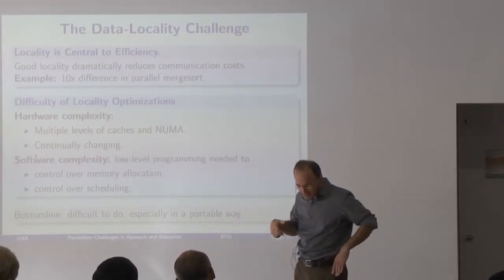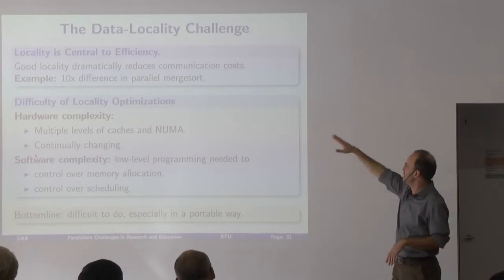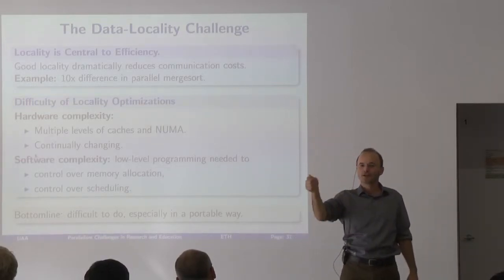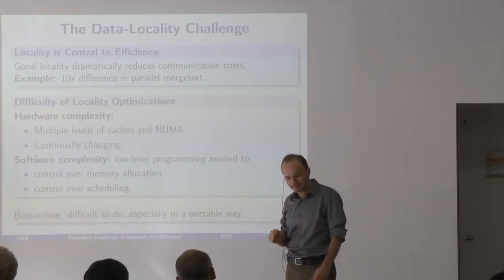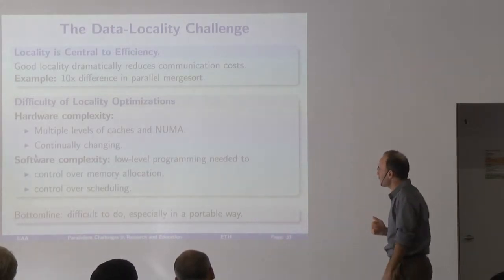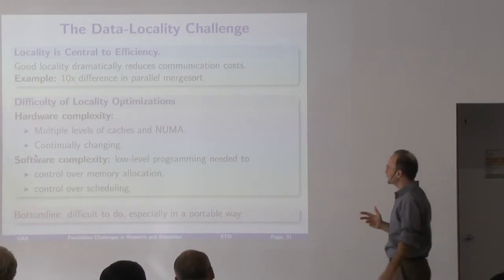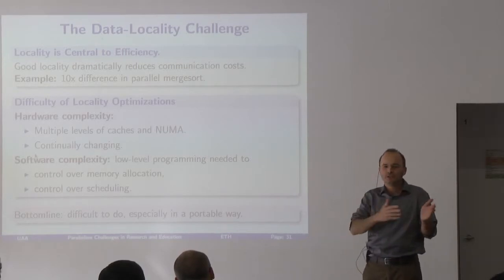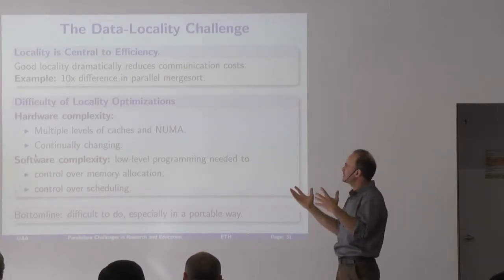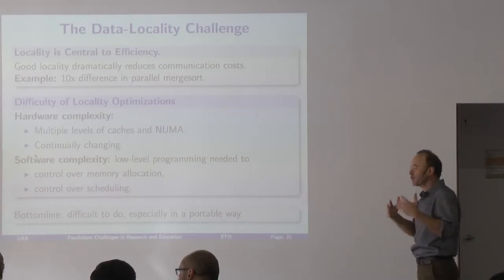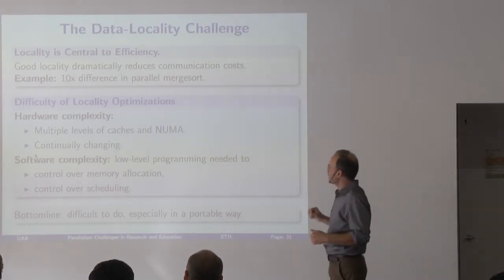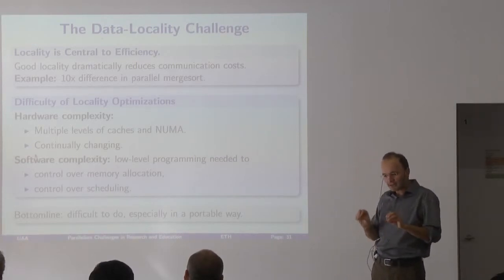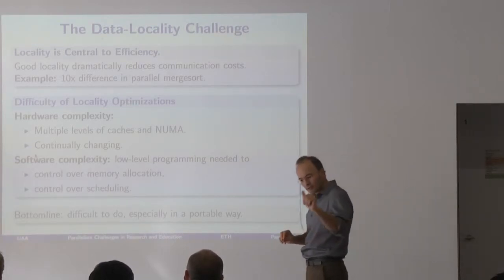So good locality is essential. In merge sort, we measured a 10x difference between a program that has good locality and poor locality. But how do you optimize for locality? Well, you really can't. The reason is that there are so many different levels of caches on your machine. There's NUMA. The memory system varies from one machine to another. It's always changing. That's the hardware complexity. At the software level, if you want to do this, you have to commit to programming at a very, very low level of abstraction, controlling memory allocation.